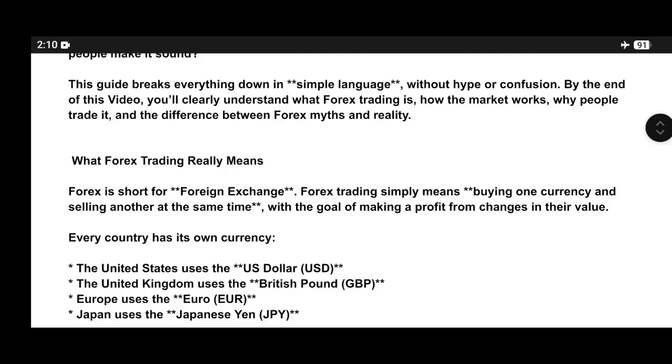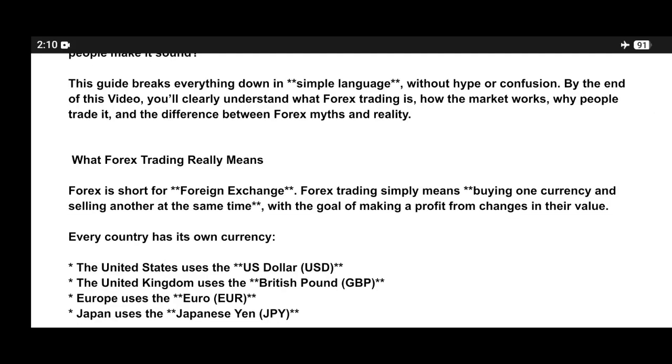What forex trading really means. Forex is short form of foreign exchange. Forex trading simply means buying one currency and selling another one at the same time, with the goal of making profit from the changes in their value.